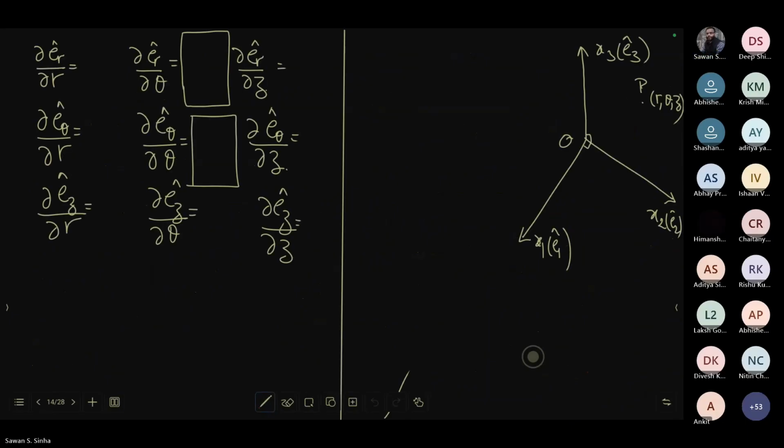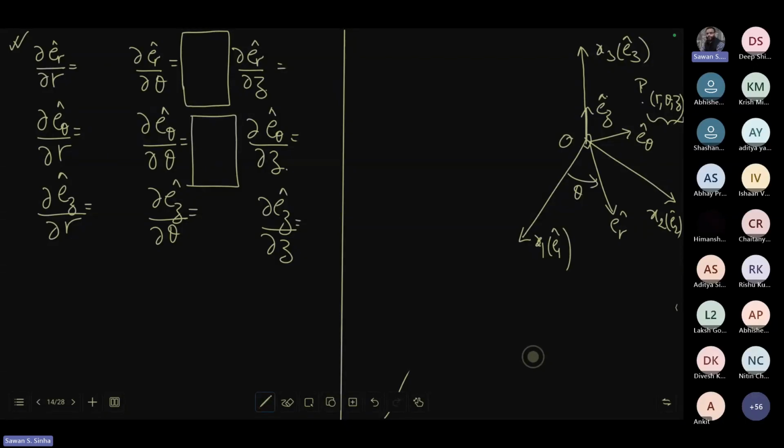Now, in cylindrical polar coordinate system, your independent coordinates are r, theta, and z. They are not x1, x2, x3. And the unit vectors are, as I drew earlier, er and e theta and ez. Now, if you come across derivatives like what I have shown here on the left hand side of the screen, we will have to be careful that some of them may be non-zero.